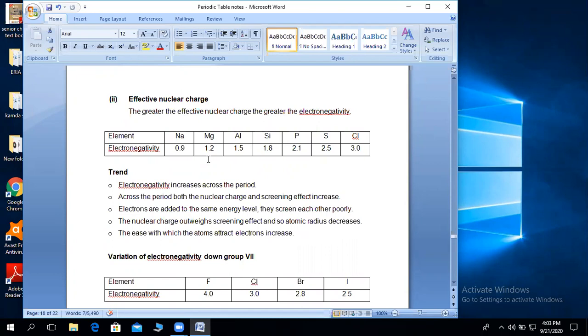That means electrons are strongly attracted to the nucleus and the atom will form a small size. So the ease with which atoms attract electrons increases. I think you have understood that.